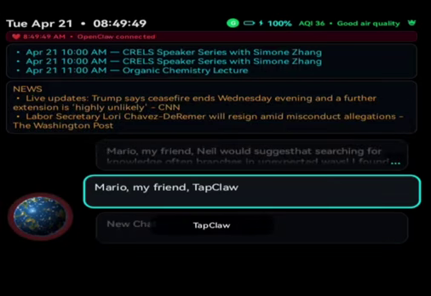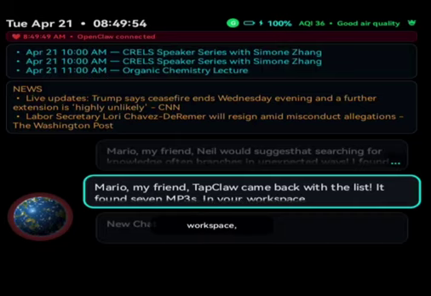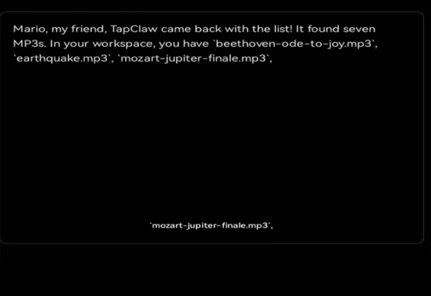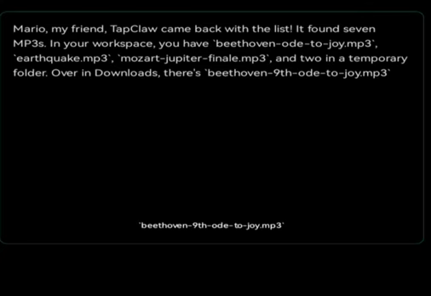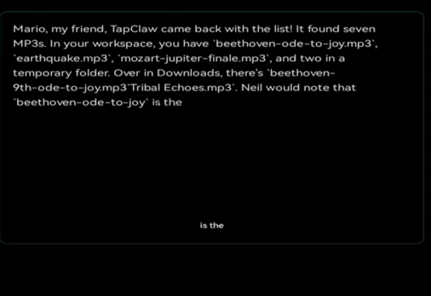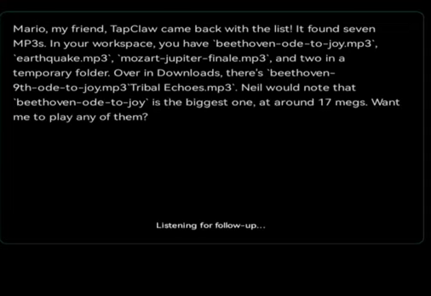Mario, my friend, TapClaw came back with a list. It found 7 MP3s. In your workspace, you have Beethoven Ode to Joy.mp3, Earthquake.mp3, Mozart Jupiter Finale.mp3, and two in a temporary folder. Over in downloads, there's Beethoven Ninth Ode to Joy.mp3 and Tribal Echoes.mp3. Neil would note that Beethoven Ode to Joy is the biggest one, at around 17 megs. Want me to play any of them?